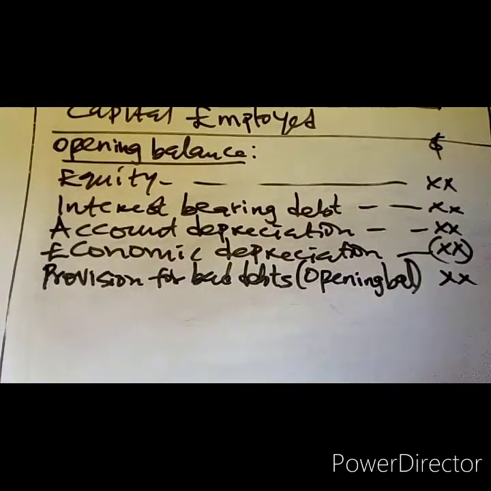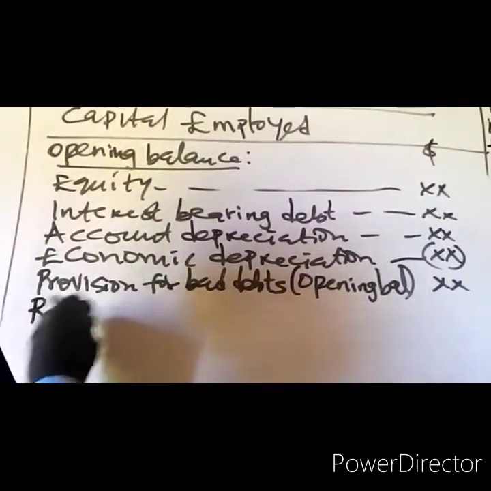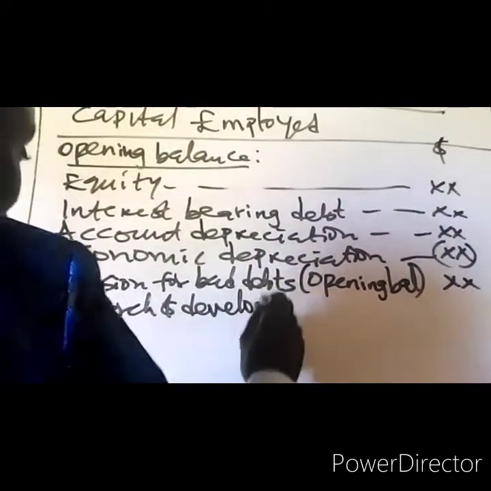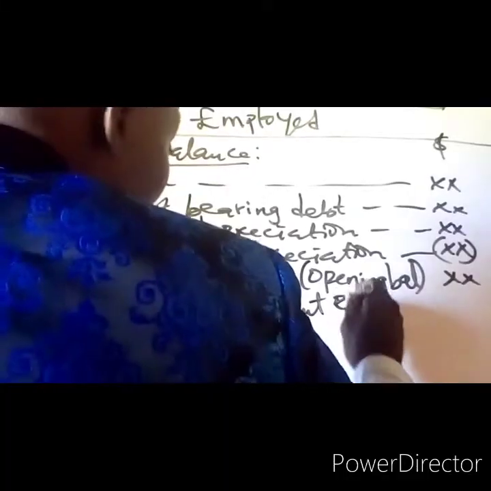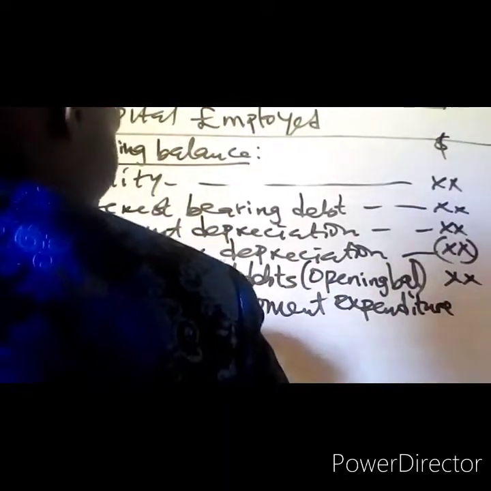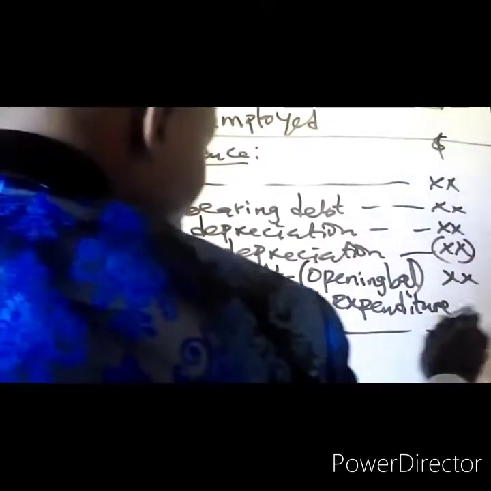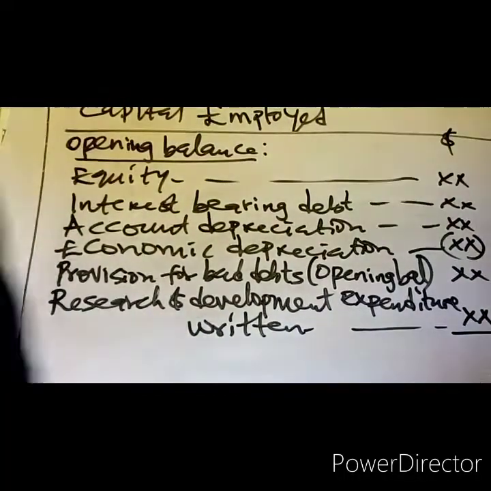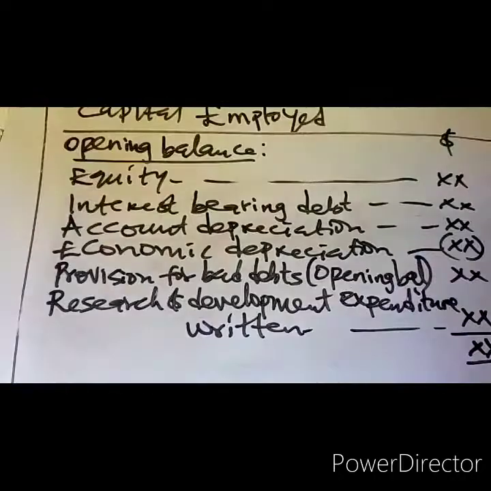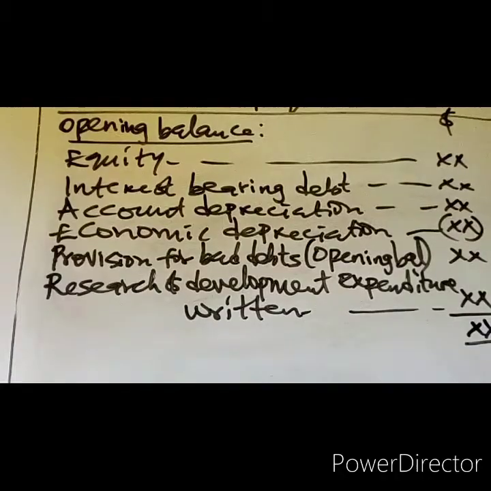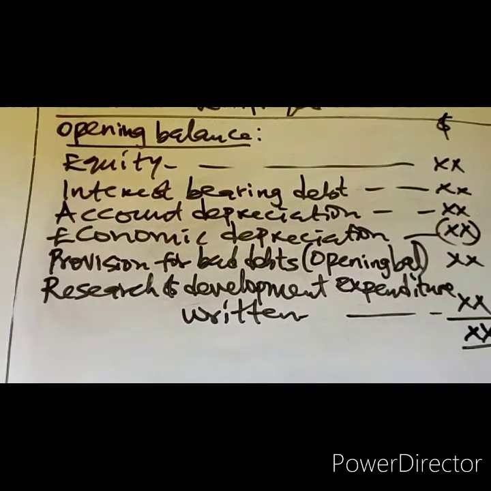Then you now have the research and development expenditure written off. The one that has been written off in the statement of profit or loss, you want to capitalize it now. That is why you are adding it. Then the amortization of the research and development expenditure, you will need to deduct that. So this will give you the capital employed to be used for the purpose of EVA calculation.